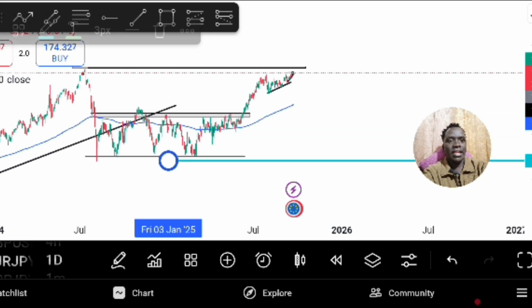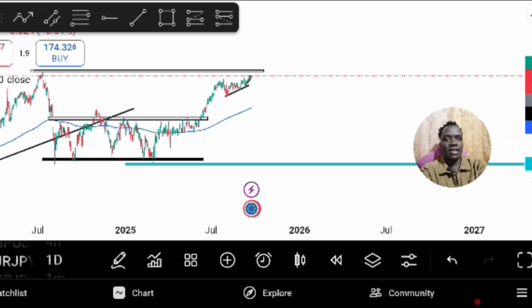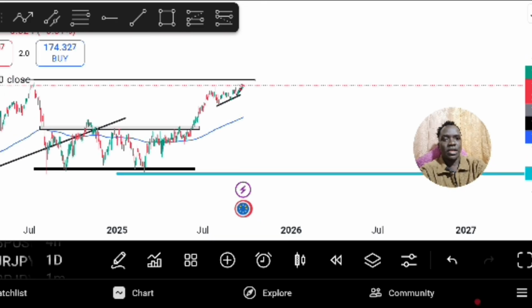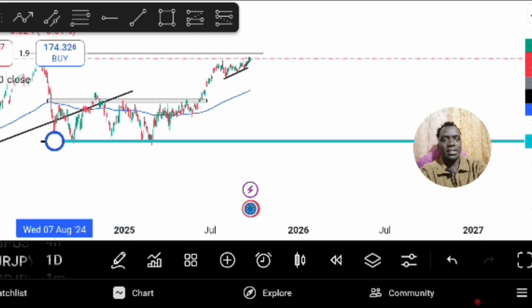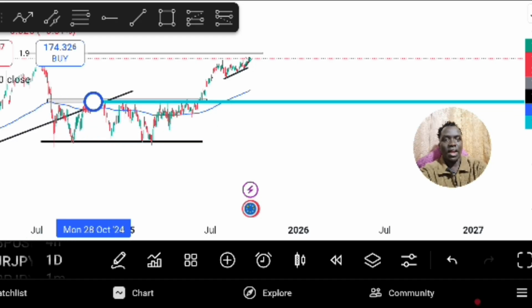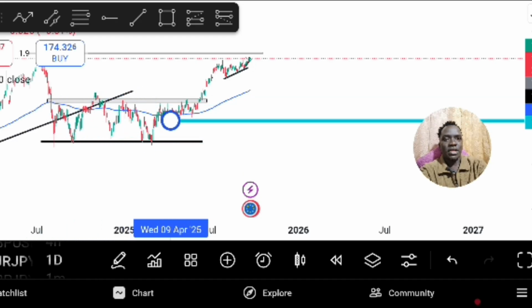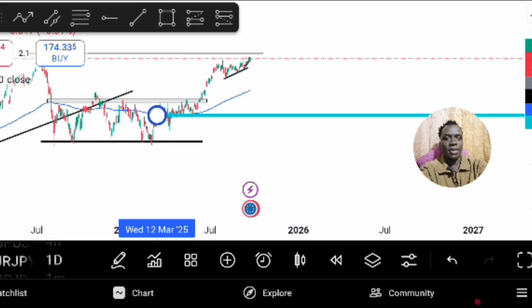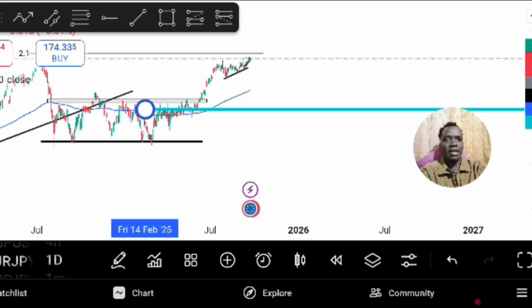But then when I place this as a support, and this one here as a resistance, you could see that the price could not pass. It is making low high, low high, low high. It was just performing supply and demand.